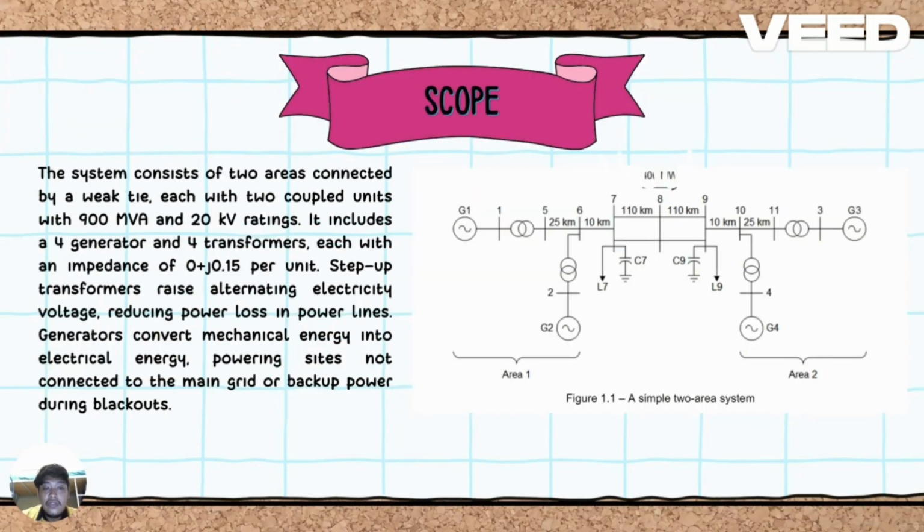For the scope, as you can see, this is figure 1.1, a simple two-area system. This system consists of two areas connected by a weak tie, each with two generating units with 900 MVA, 20 kV ratings. It includes 4 generators and 4 transformers, each with an impedance of 0.0 plus 0.15j per unit. The step-up transformer increases alternating electricity voltage, reducing power loss in power lines. The generator converts mechanical energy into electrical energy, powering sites not connected to the main grid or providing backup power during blackouts.